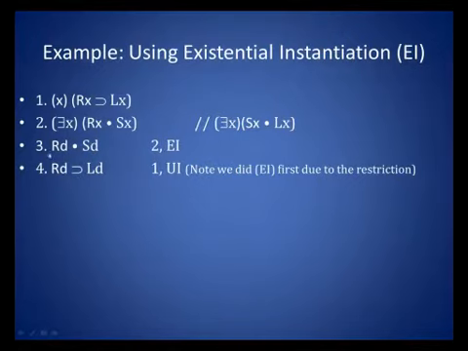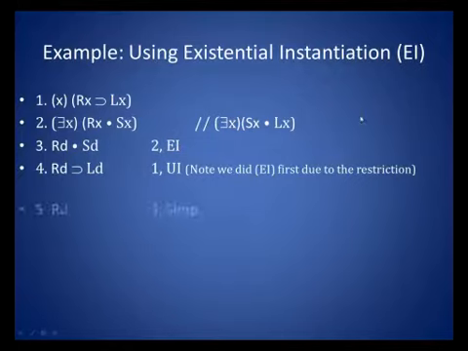Notice I could have UI'd on line 3. But if I would have done that, then I wouldn't be able to use the same letter for my EI. Right? Note, we did EI first due to the restriction that I must start with a new letter when I EI. So on line 3, when I EI'd line 2, I removed the quantifier and replaced these variables with constants. This is a new constant that doesn't occur anywhere prior nor in the conclusion. Okay? It's very important that I did it in this order. I could have UI'd on line 3, but had I done that, then I would not be able to use the same letter when I EI'd, which I ultimately need to do.